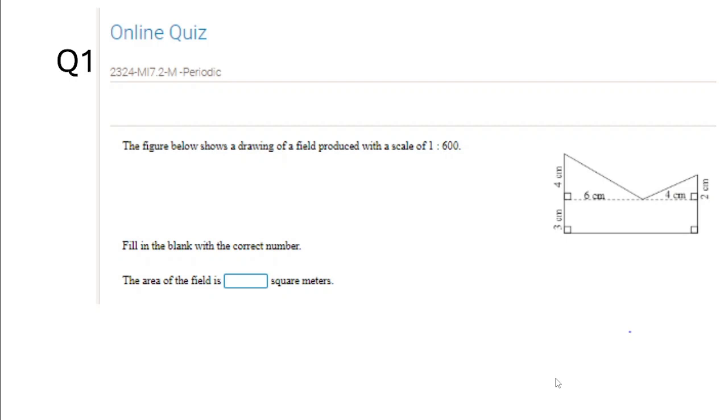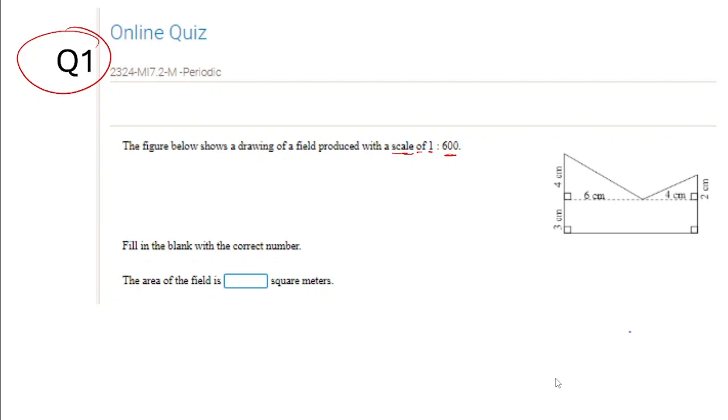Now we'll start solving question section 7.2, area of a plane figure. So we'll start with question number 1. The figure below shows a drawing of a field produced with a scale of 1 to 600. This is the figure. Fill in the blank with the correct number.